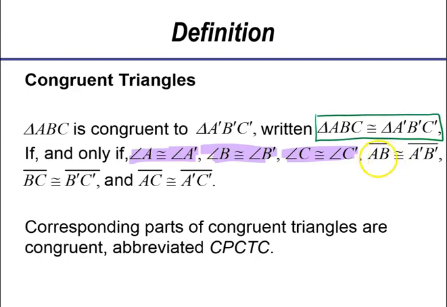So line segment AB is congruent to A primed B primed. Line segment BC is congruent to B primed C primed. And finally, the third side is congruent. So what this means is corresponding parts of congruent triangles are congruent. And that's what we wrote above. So if I know triangle ABC is congruent to A primed B primed C primed, then I know all of these things. Each angle is congruent to its respective angle. Each side is congruent to its respective side.